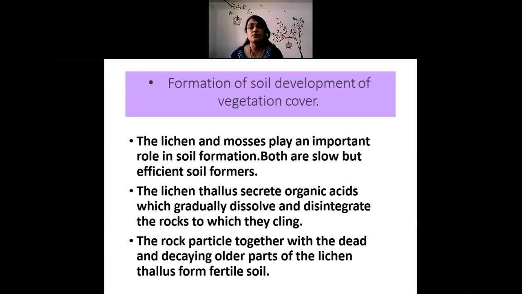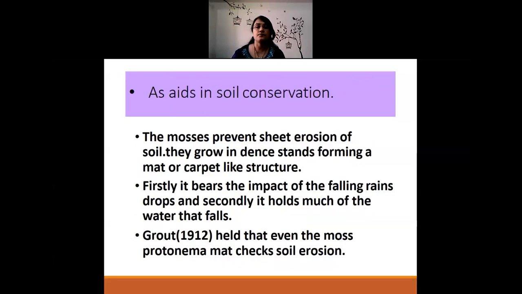Formation of soil: we can see that the lichens and mosses both together play an important role in soil formation. Both are very efficient soil formers. The lichen thallus secretes organic acids which gradually dissolve and disintegrate the rocks to which they cling. These rock particles, along with dead and decaying older parts of the lichens, form a fertile soil. It also aids in soil conservation. The mosses prevent sheet erosion of soil. They grow as dense strands forming a carpet-like structure and prevent soil erosion.